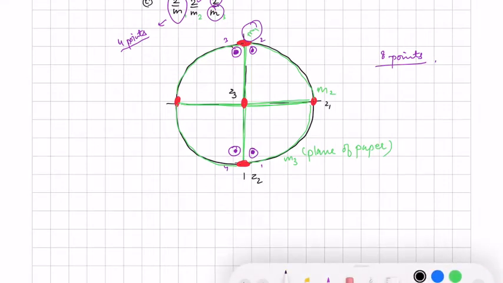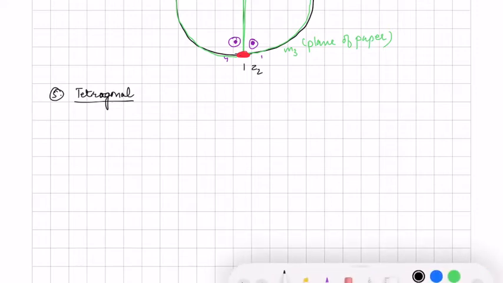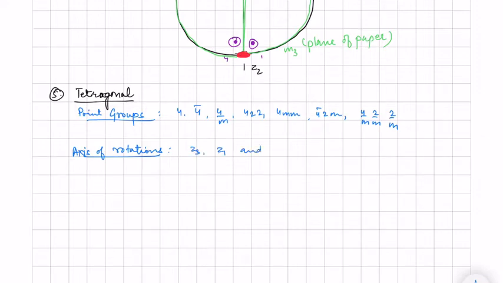Okay, so let us continue with the stereographic projections of the tetragonal crystal system. So we have our fifth crystal system, the tetragonal one. Okay, so the point groups in this system are 4, 4 bar, 4/m, 422, 4mm, 4 bar 2m, 4/m 2/m 2/m. And the axes of rotations will be about Z3, Z1, and 1 1 0.